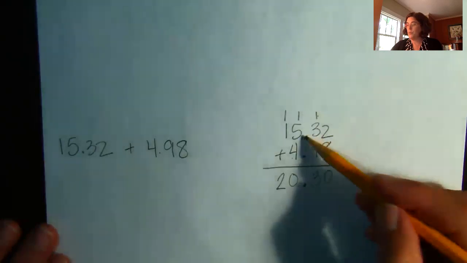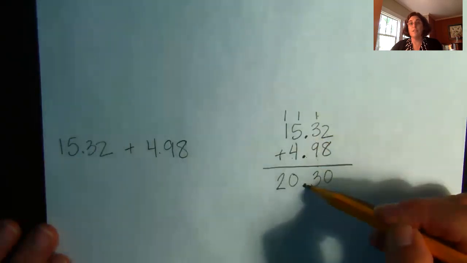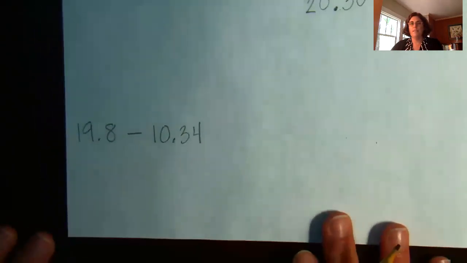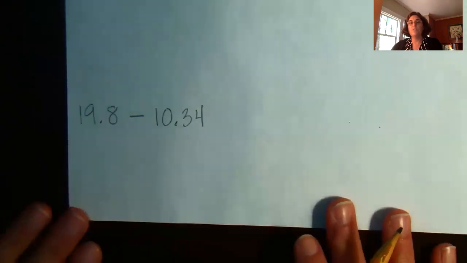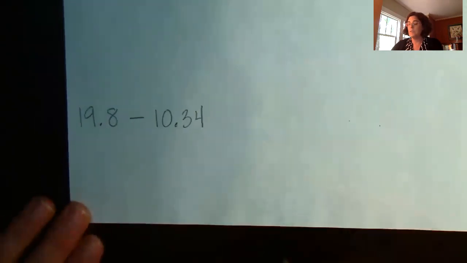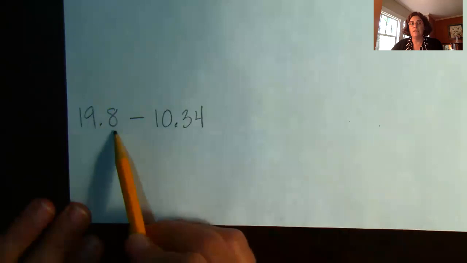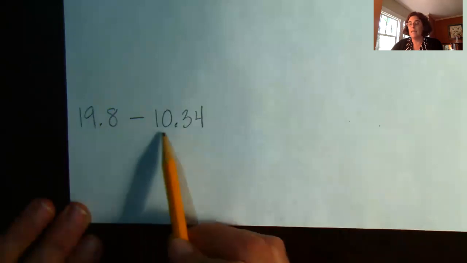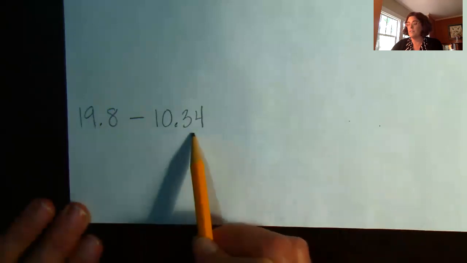All right, super important that you make sure and bring down your decimal. It comes straight down. All right, let's take a look at one more problem that's a little bit different, but we're still going to be using the same rules. 19 and 8 tenths minus 10 and 34 hundredths.